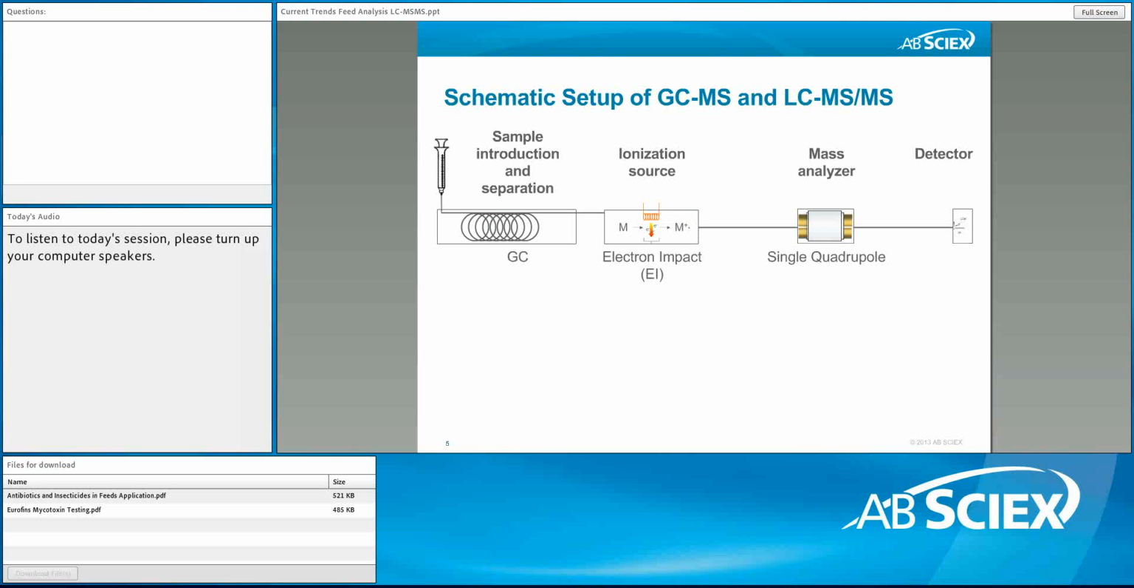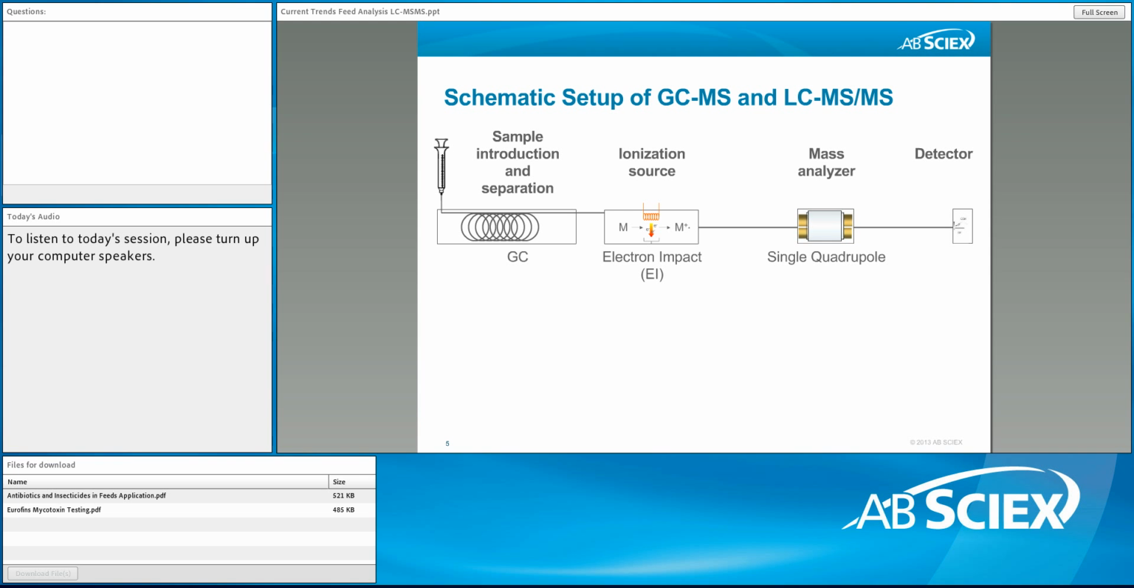All right, let me start with a little overview on LCMS, and I try to compare it a little bit to GCMS, because the people who are not familiar with LCMS yet might find that comparison quite useful and interesting to learn from.